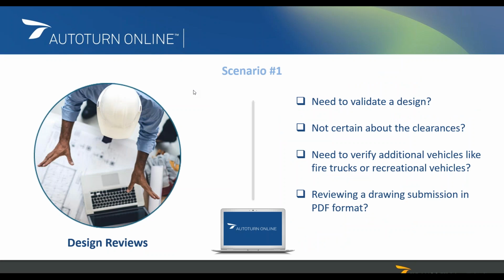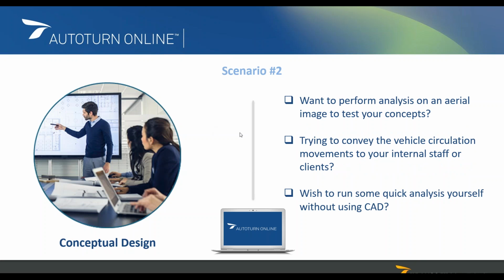To give you some ideas on how you could use it, here are a few scenarios. For design reviews, you may come across the need to perform some vehicle checks quickly to validate a design, whether it's for checking clearances or verifying additional design vehicles like fire trucks or recreational vehicles. And sometimes you might even need to review a drawing submission in PDF format. AutoTURN Online could definitely help you in this.